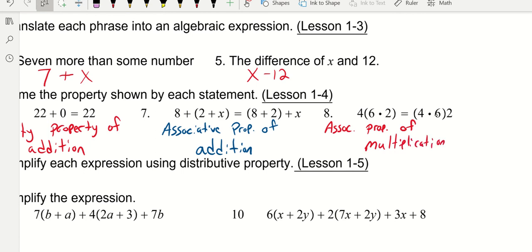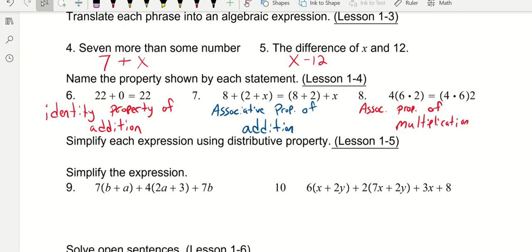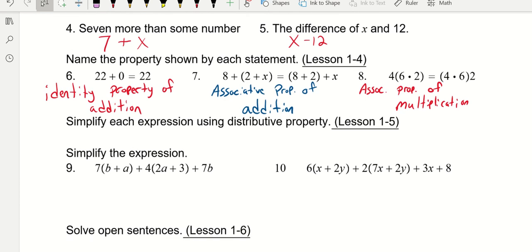All right. So be able to distinguish between the commutative property where the order changes, the associative property where the grouping changes, the identity property of addition, the identity property of multiplication, and the multiplicative property of 0. So multiplicative property of 0, again, you multiply by 0, and the product is 0. The identity properties, whatever you add to it, nothing changes. So when we add 0, nothing changes. 22 plus 0 is 22. And then for the identity property of multiplication, 22 multiplied by 1 is still 22.